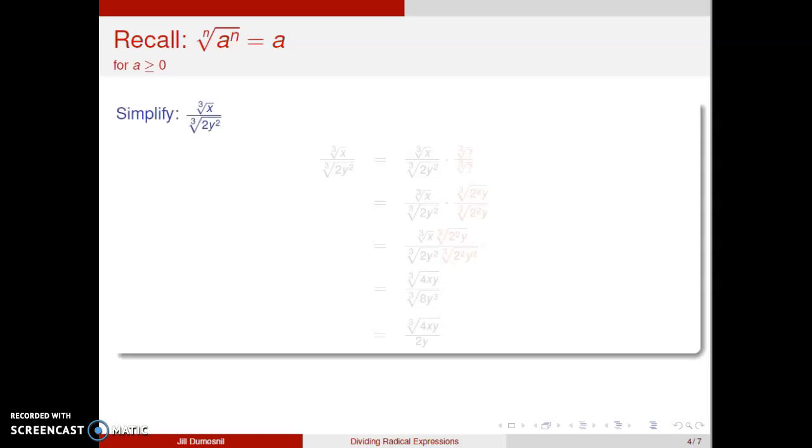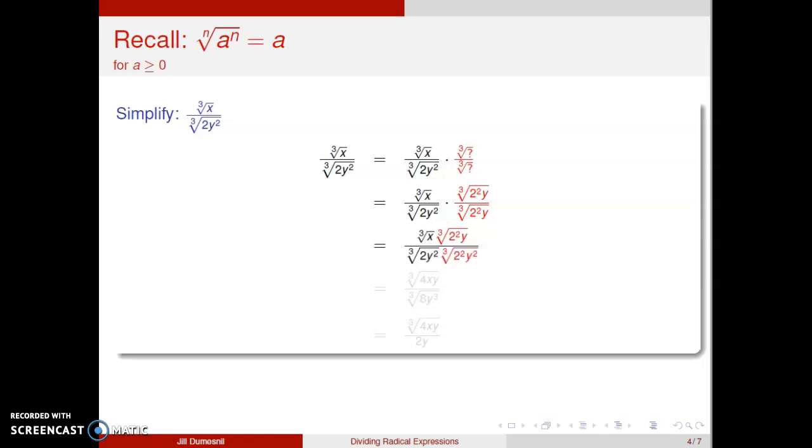Let's simplify the expression the cube root of x over the cube root of 2y squared. We need a clever 1 to eliminate the radical in the denominator. What cube root should we choose? Since we ultimately need 2 cubed y cubed under the radical, we multiply by the cube root of 2 squared y over the cube root of 2 squared y.